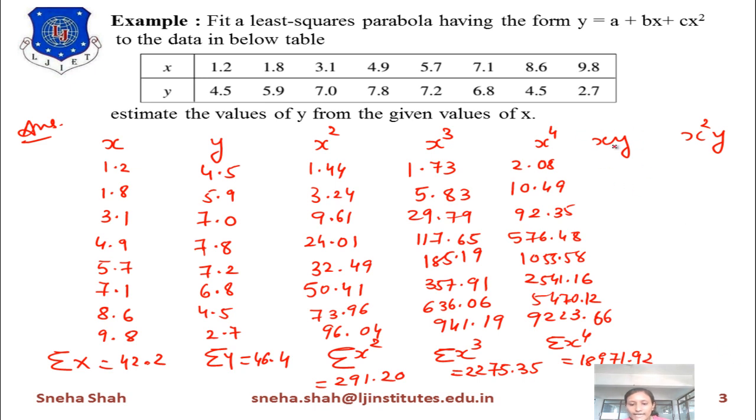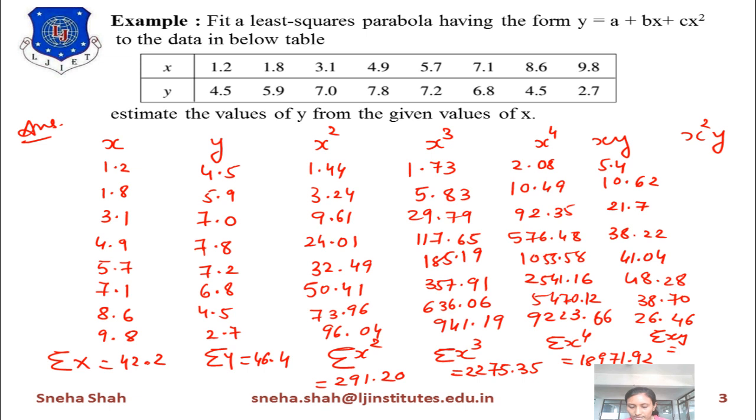Now the next term is xy. When we multiply these two terms, 1.2 with 4.5, it will give you the answer of xy, which is 5.4, 10.62, 21.7, 38.22, 41.04, 48.28, 38.70, and the last one is 26.46. When I add all the terms, it will give you the answer of summation xy, which is 230.42.